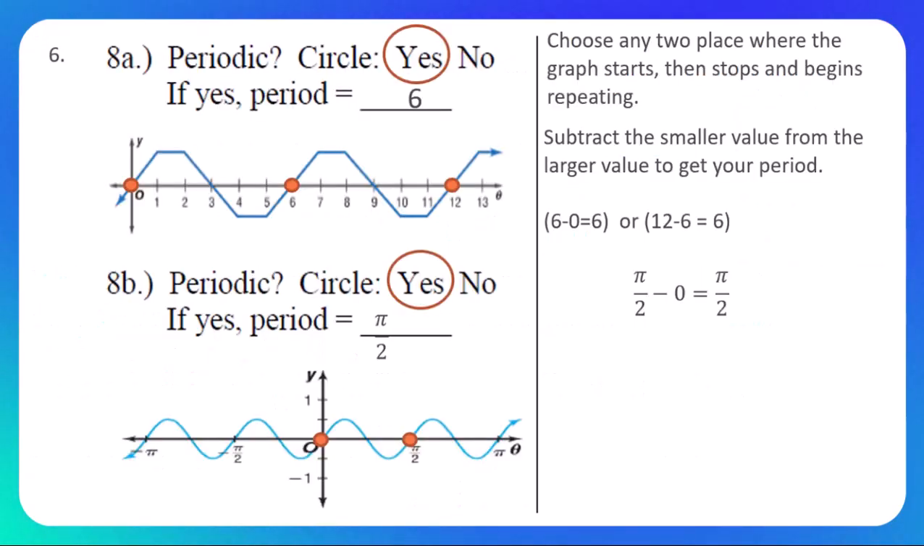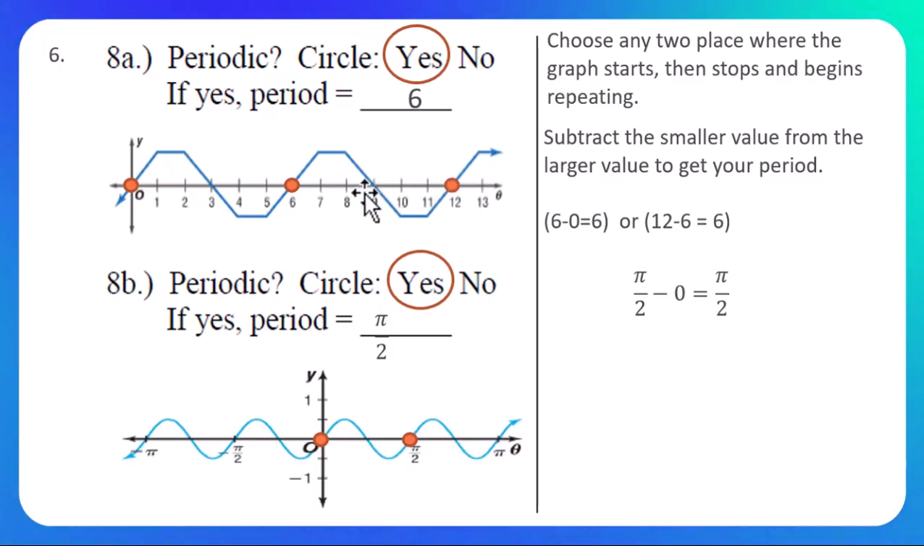Number 6, is this periodic? So we look at this function, and I've drawn some dots to show where it looks like to me that the function starts repeating. So it's going to go from 0 to 6, one full cycle. It goes up, and then it goes down, and then at 6 it starts repeating. Up, down, and it starts repeating again at 12.